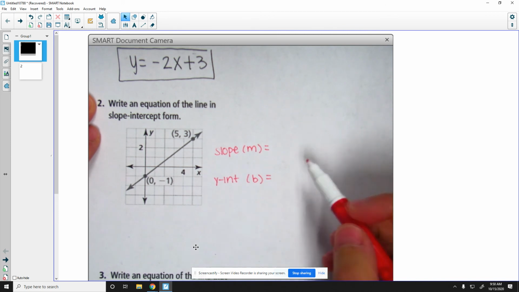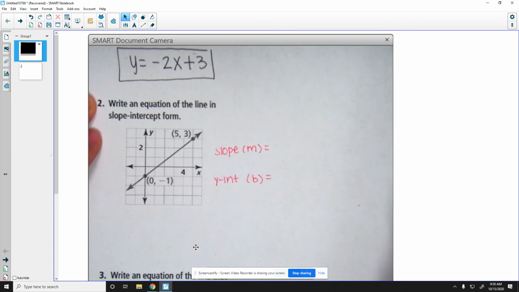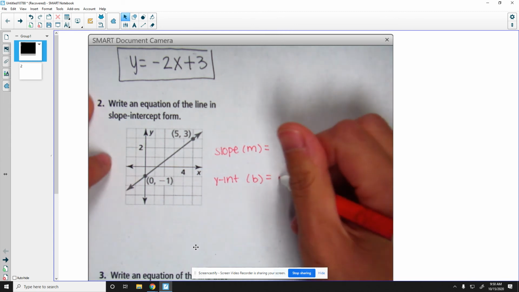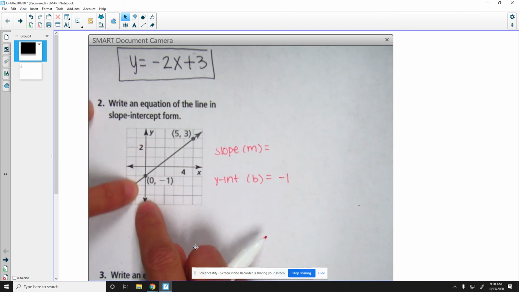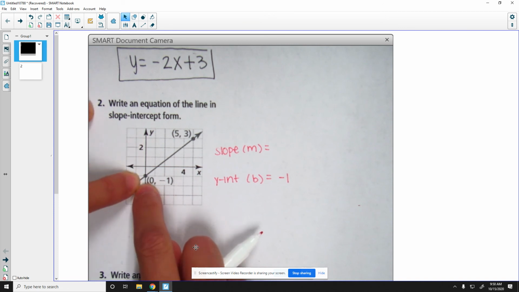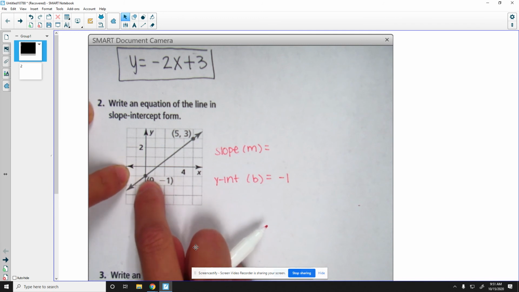Can someone raise their hand and tell us one of these answers just by looking at it? Luis? Yeah, remember how we said the y-intercept is always 0, something? So look at where your line hits the y-axis. It's at 0, -1. It says it right here. It's not a fraction, it's not a decimal. It's a whole number, and you can see it right here.